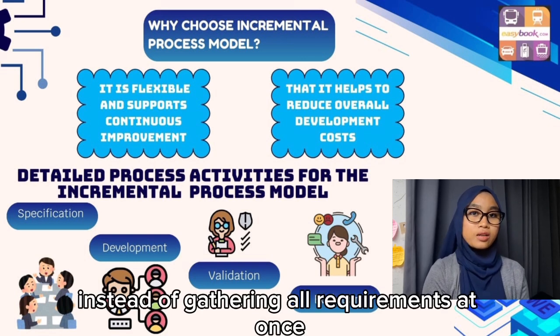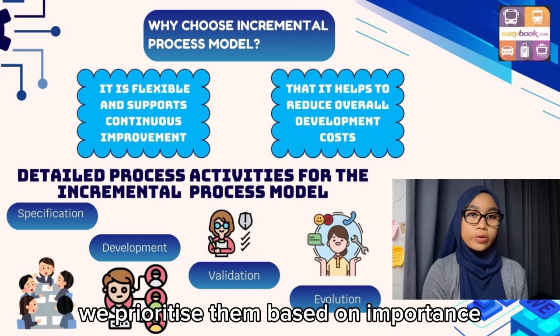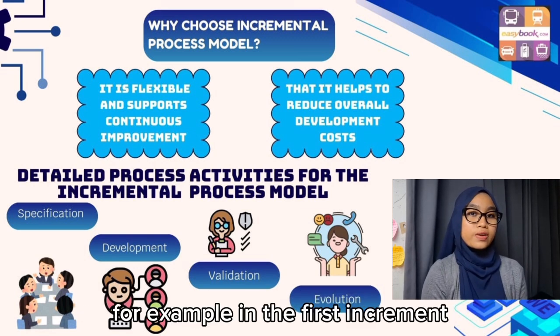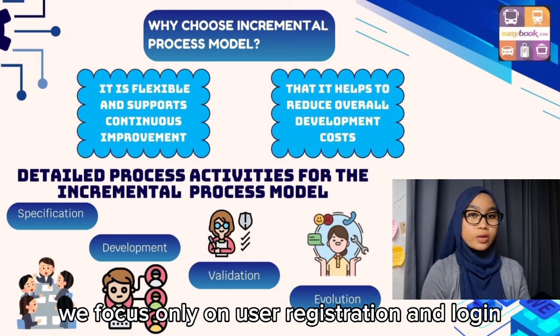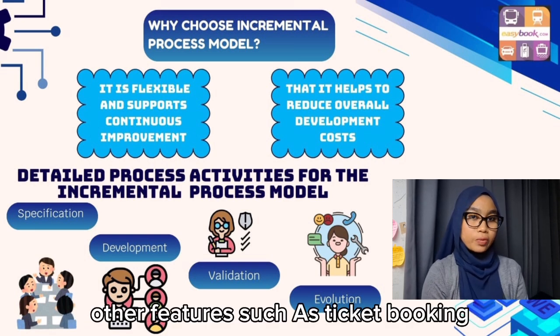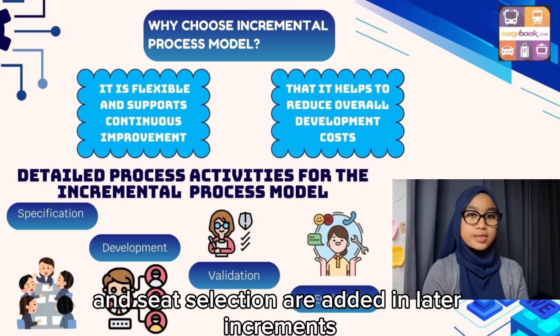Instead of gathering all requirements at once, we prioritize them based on importance. For example, in the first increment, we focus only on user registration and login. Other features such as ticket booking, payment integration, and seat selection are added in later increments.